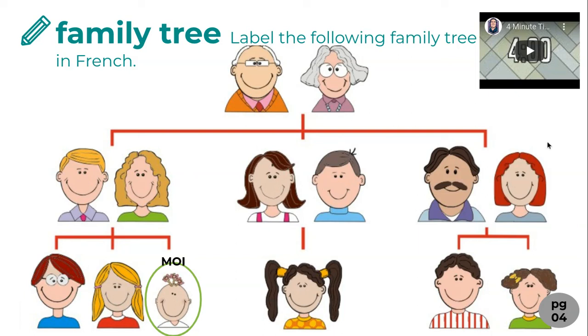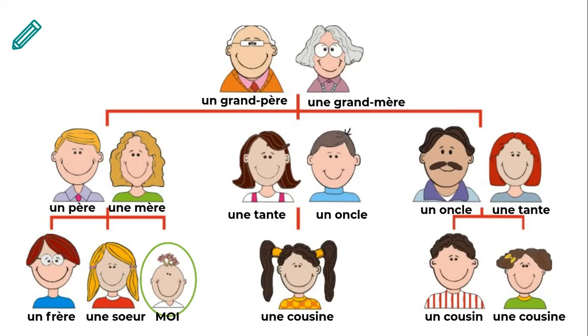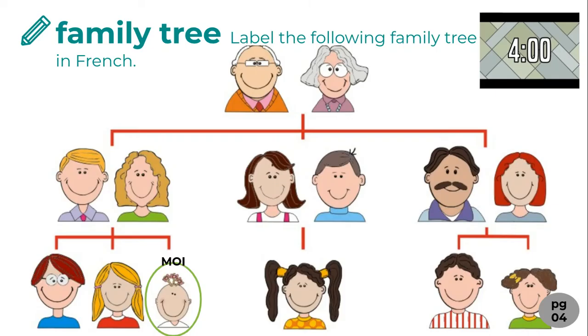Okay, so you're going to label the family tree in French. I'll give you a really sneak peek, so it's going to look like that, okay? Un grand-père, une grande-mère, un père, une mère, une tante, un oncle, une tante, un frère, une sœur, moi, une cousine, un cousin, une cousine. Okay, so it's going to look like that. Please pause this video. You have 4 minutes, students. So guest teacher, go ahead and set that timer for 4 minutes, and then we'll check and see how you did after 4 minutes.